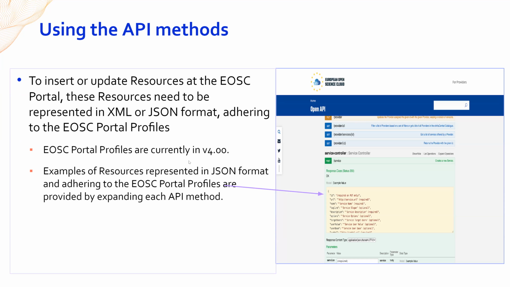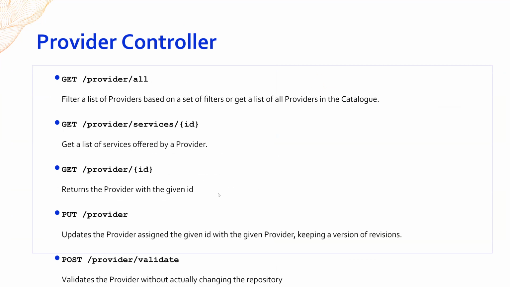We have a Swagger API. I'll show you a demo of this later. All the methods are detailed, with descriptions. You can test the methods using either XML or JSON. We support both. The official format of the EOSC portal is XML with an XSD schema, which we provide, but we also support metadata in JSON format. So this is a list of the methods for each of the controllers.